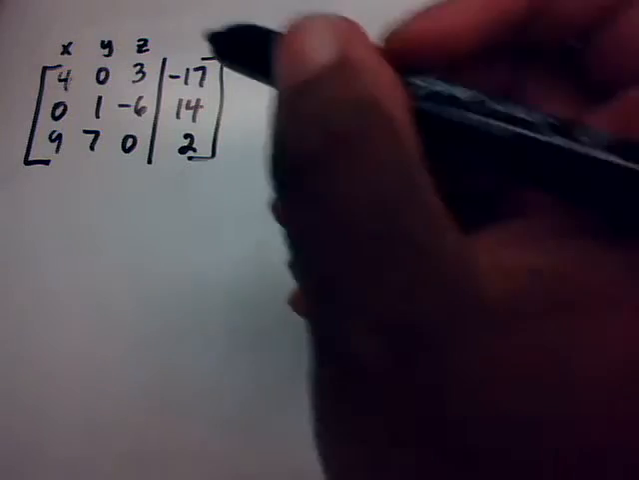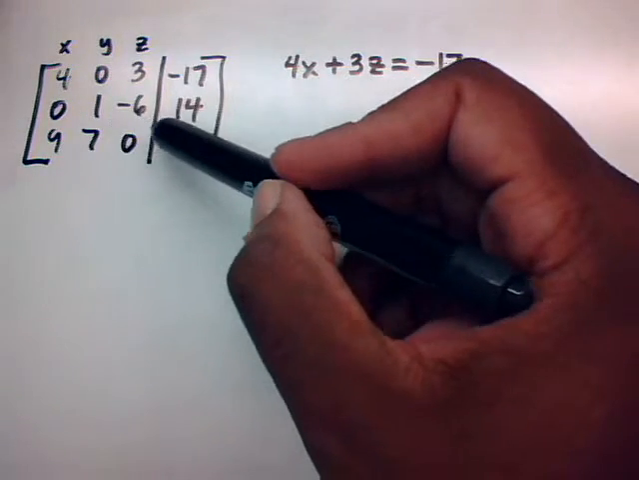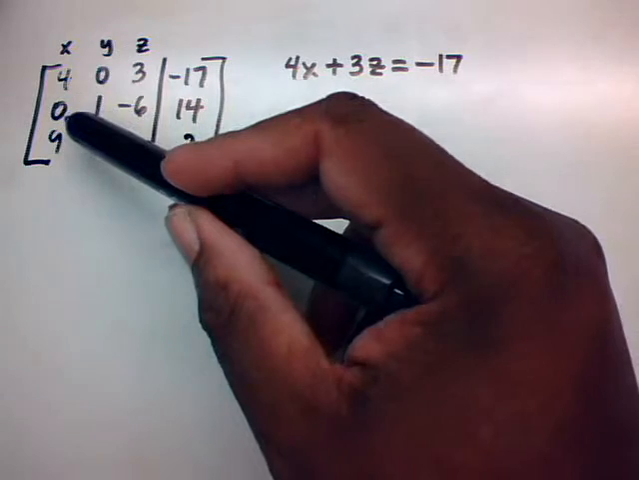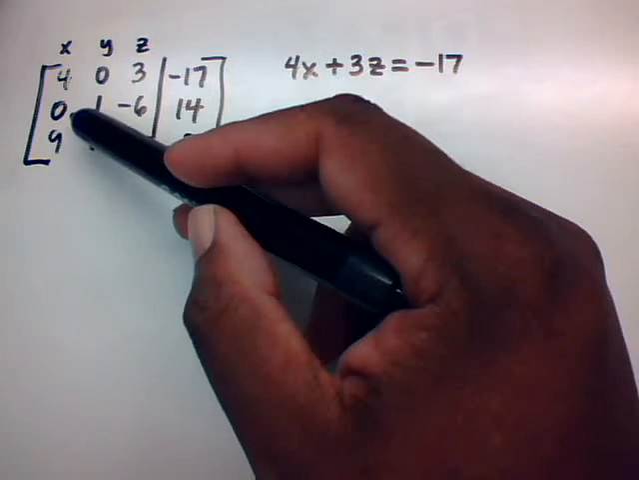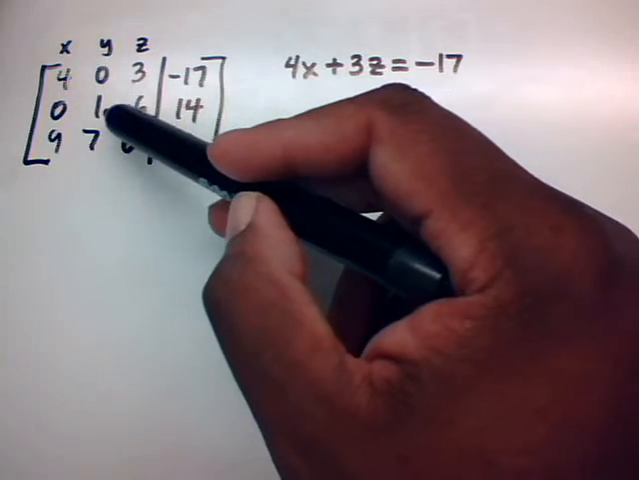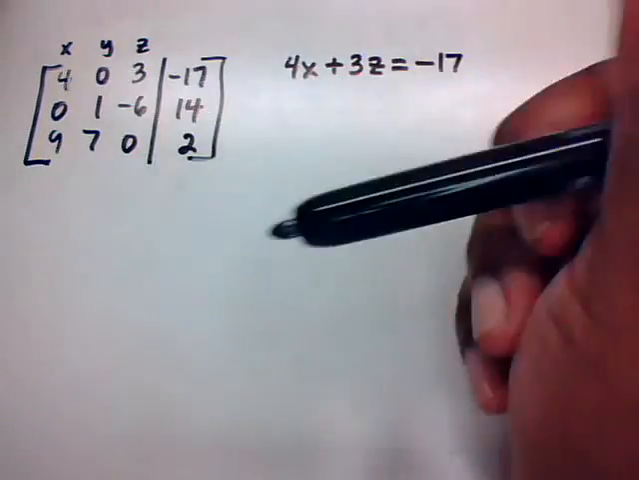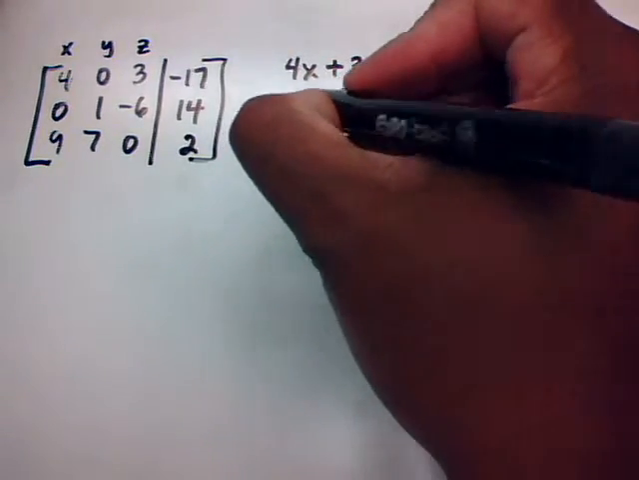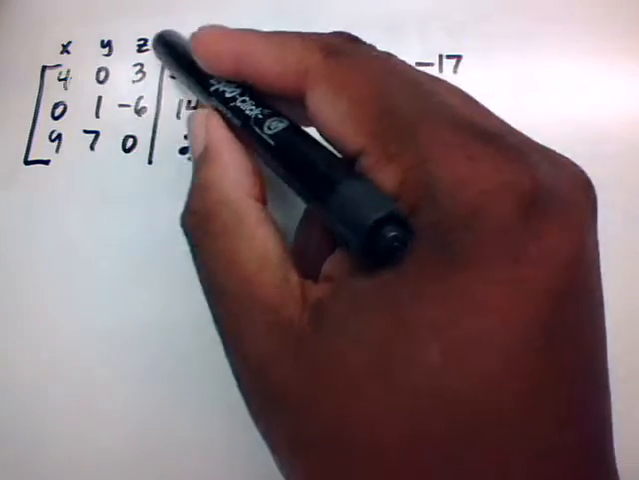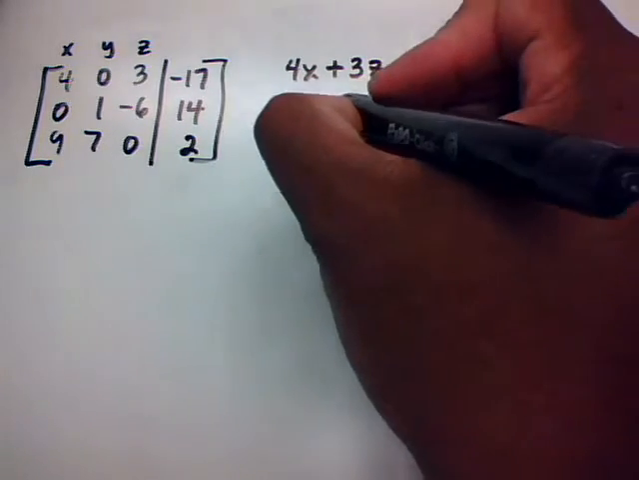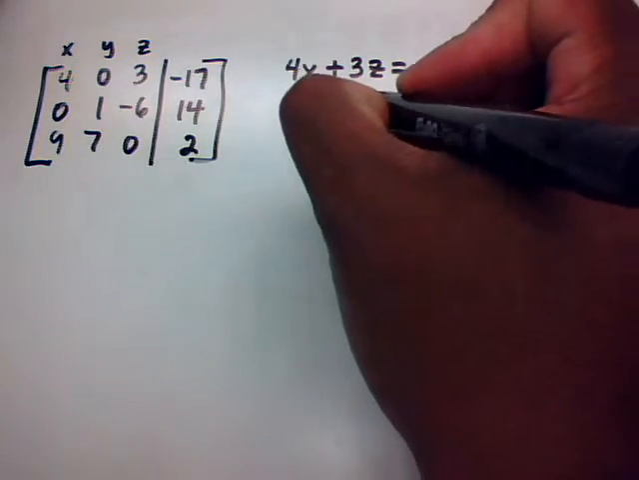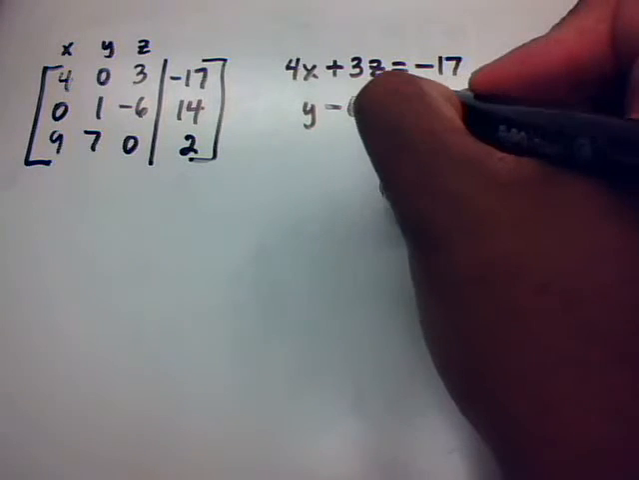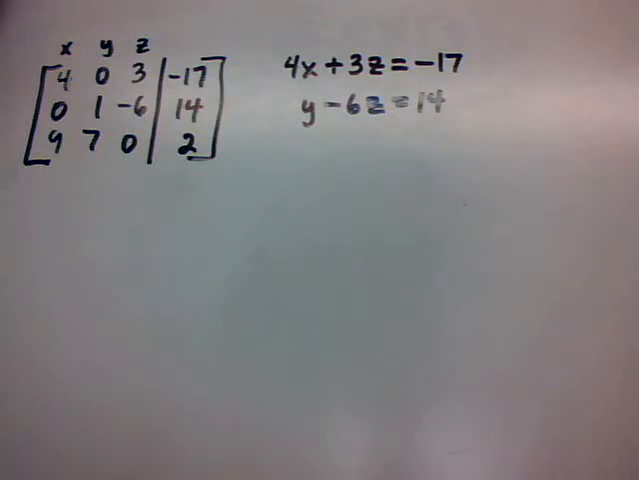The second one, 0, 1, negative 6, 14, the coefficient of x is 0, so we don't need to write down 0x. But for the 1, the coefficient for that is y, so that will be just y. Negative 6 is your coefficient for z, so we can say minus 6z. That's equal to 14.